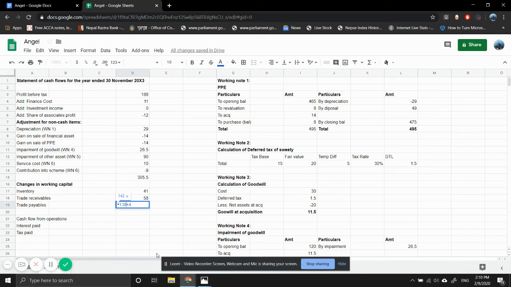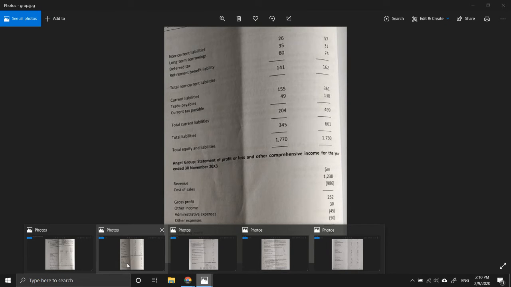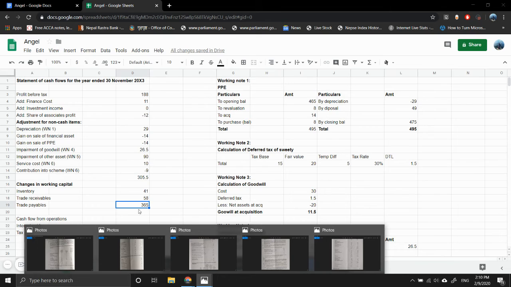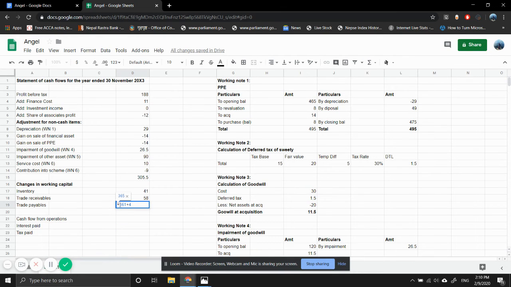Okay, I made a mistake over here. It was 365, and then after that it has gone down to 155. So 155 minus this figure and this figure, that means cash has gone out of the business, right? Minus 210. Okay, so this will give us our cash flow from operations, which is basically the sum of all these figures, 194.5, right? So what about interest paid?